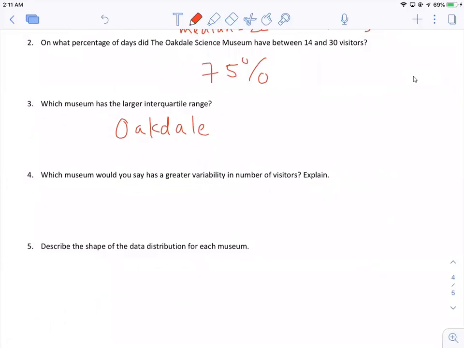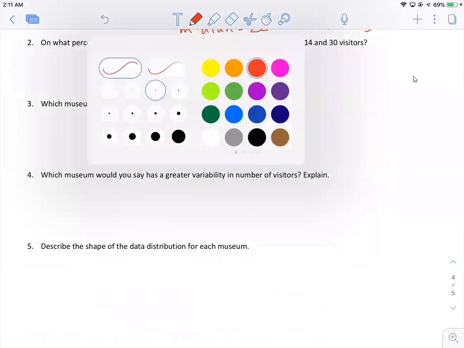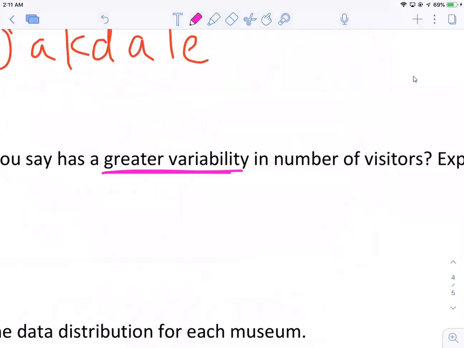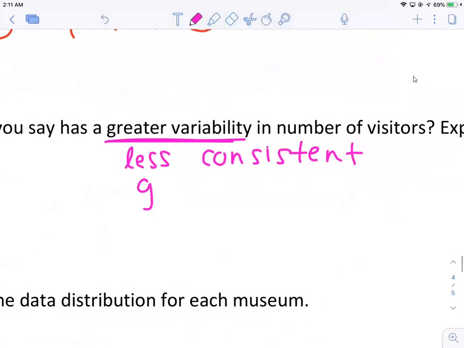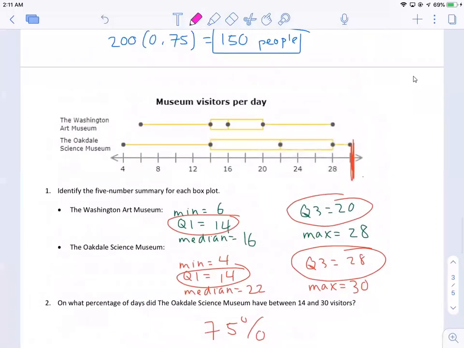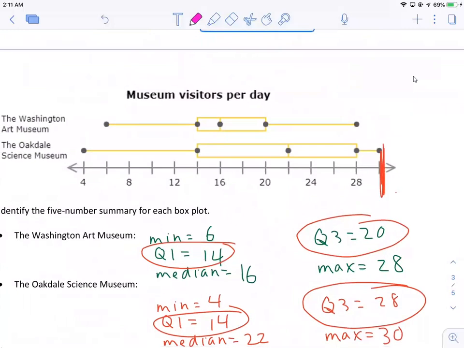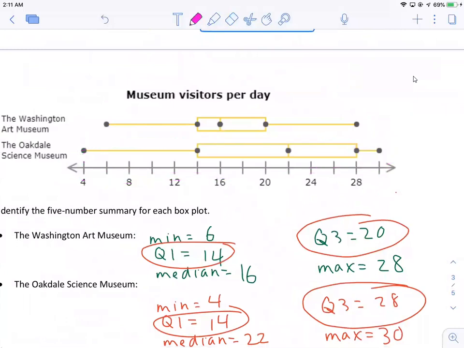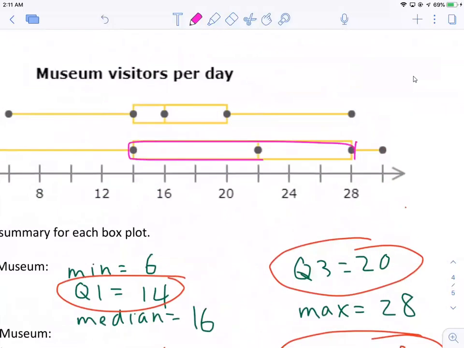Which museum would you say has a greater variability in the number of visitors? So which one is like less consistent, right? Greater variability means like less consistent. Like there's a greater spread in the number of visitors. So we can take a look and see which one is more spread out. And that looks to be the Oakdale Museum, right? Especially because like this box part, it's really spread out.